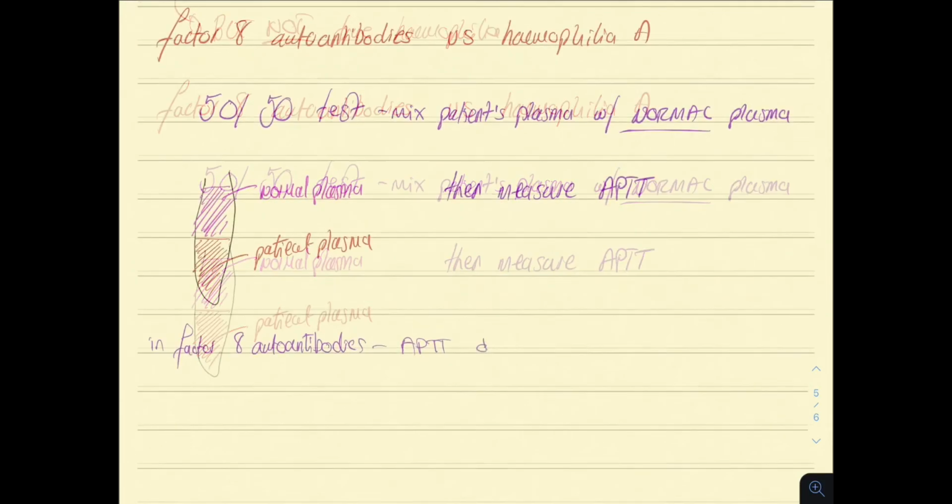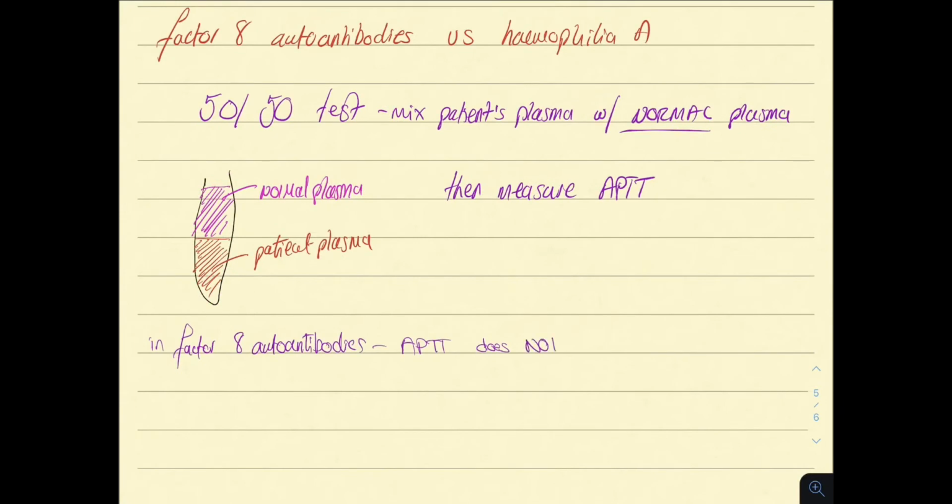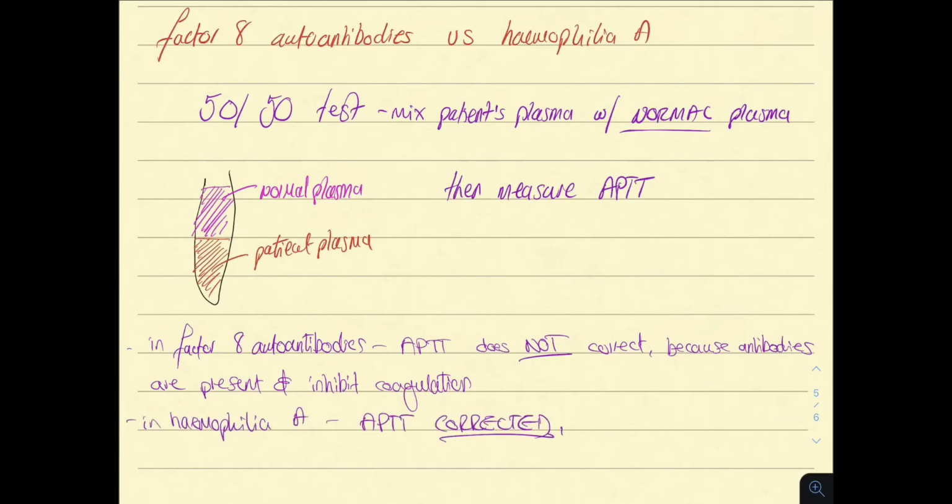In patients with factor VIII autoantibodies, the 50-50 test does not correct the APTT, as antibodies are still present, and these bind to factor VIII and inhibit coagulation. In haemophilia A, the APTT is corrected, because the normal plasma provides a source for factor VIII.